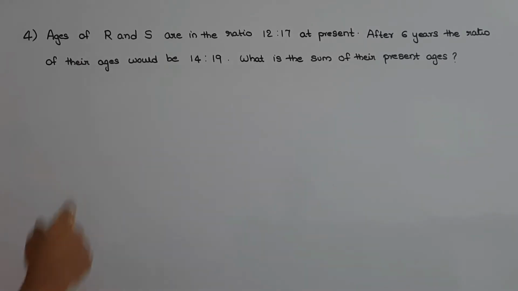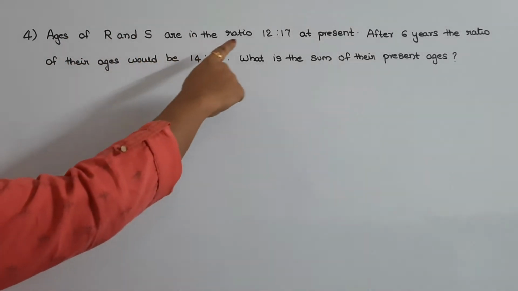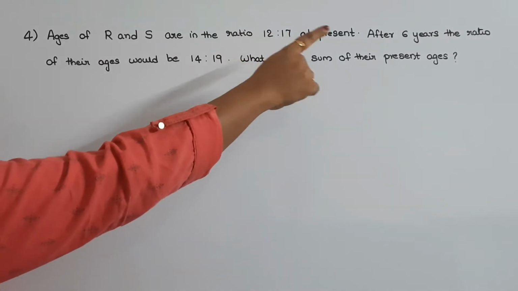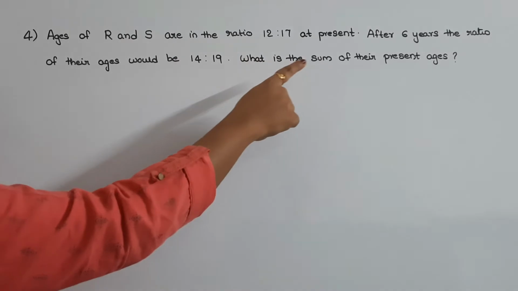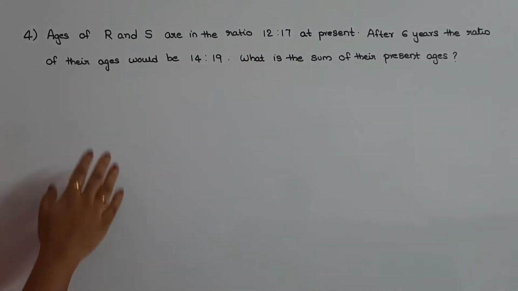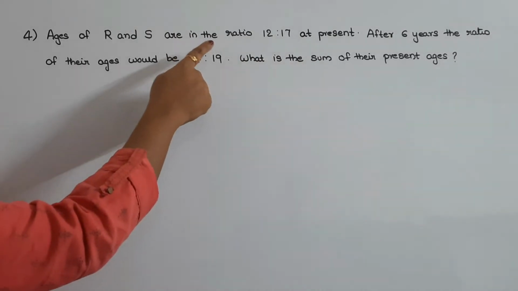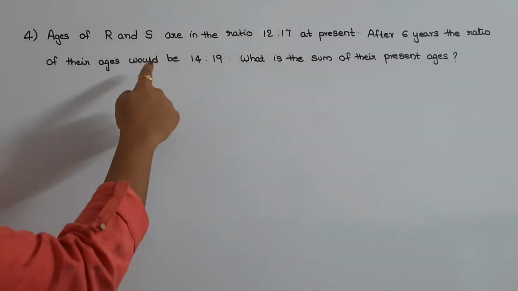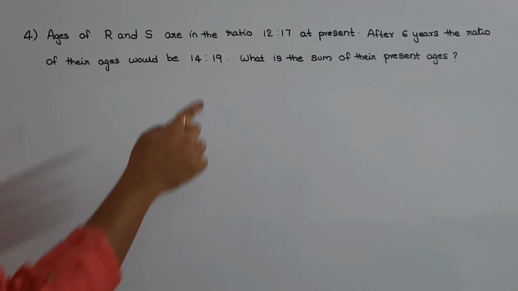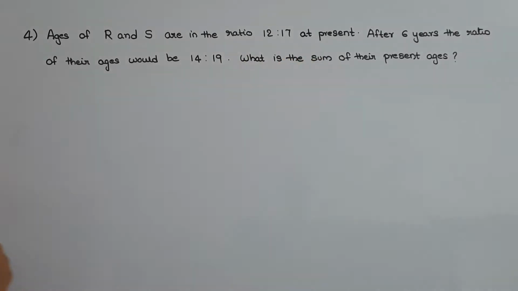The next question is, ages of R and S are in the ratio 12 is to 17 at present. After 6 years, the ratio of their ages would be 14 is to 19. What is the sum of their present ages? So in this question, they have given the ratio of the ages of R and S at present. They have also given the ratio of their ages after 6 years. We need to find out the sum of their present ages.